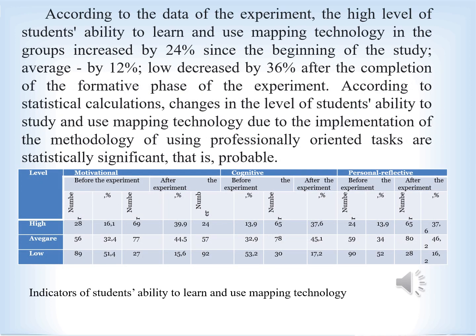According to the data of the experiment, the high level of students' ability to learn and use mapping technology in the groups increased by 24% since the beginning of the study, the average by 12%. The low level decreased by 36% after the completion of the formative phase of the experiment. According to statistical calculations, changes in the level of students' ability to study and use mapping technology due to the implementation of the methodology of using professionally oriented tasks are statistically significant, that is, probable. Indicators of students' ability to learn and use mapping technology.